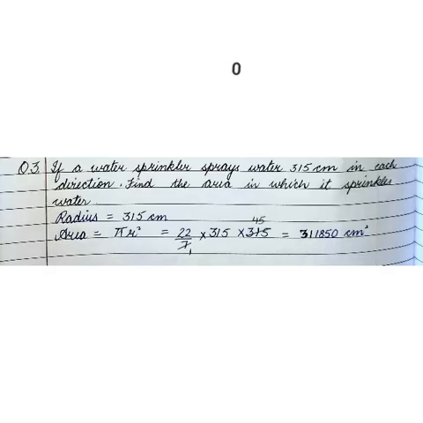Next question, question number 3. If a water sprinkler sprays water 315 centimeter in each direction, find the area in which it sprinkled water. Now keep this in mind, the water sprinkler is throwing the water in every direction. So the length in each direction is equal to 315 centimeters. So area will be equal to pi r square, that is 22 upon 7 into 315 into 315, that will give me 311850 centimeters square.